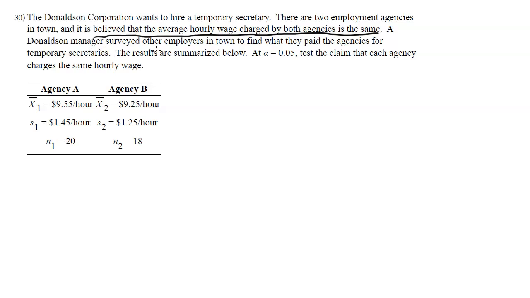A Donaldson manager surveyed other employers in town to find out what they paid agencies for temporary secretaries. The results are summarized below. At alpha equals 0.05, test the claim that each agency charges the same hourly wage. First step, null and alternative. The null hypothesis is that the wages are the same. The alternative hypothesis is that the wages are different, and the claim is that they're the same.